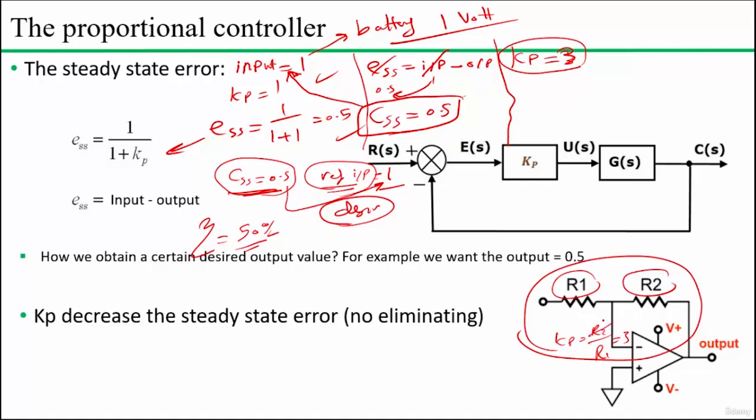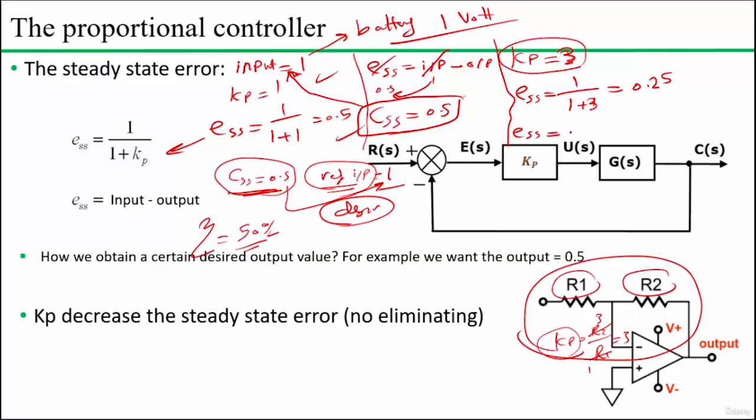to make the kp equal to 3. For example, we can choose this to be 3 and this is 1 ohm, and we obtain the kp equal to 3. So it is very simple to implement this. Okay, so in that case the steady state error will be 1 over 1 plus 3, and the result is 0.25.